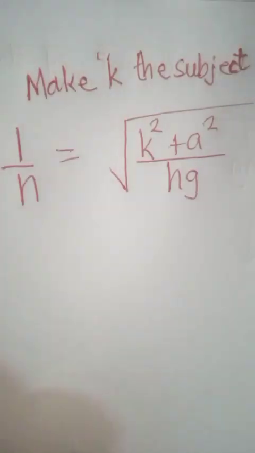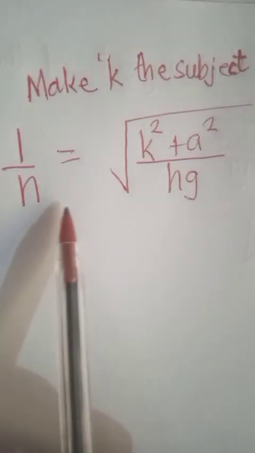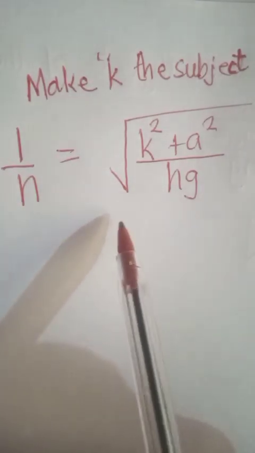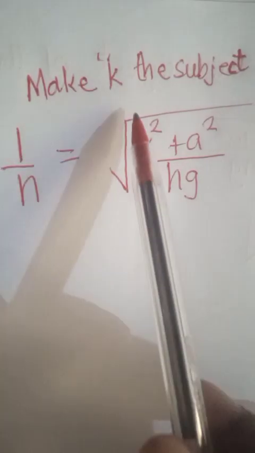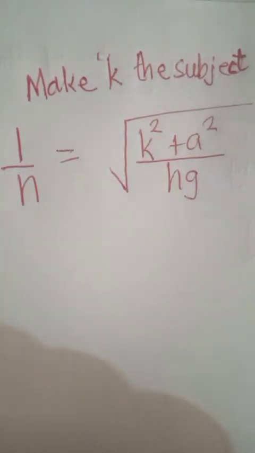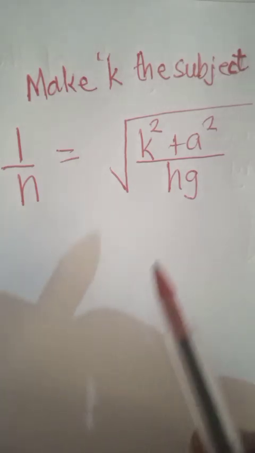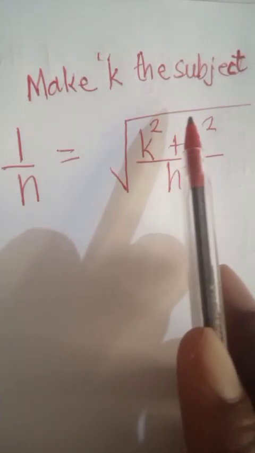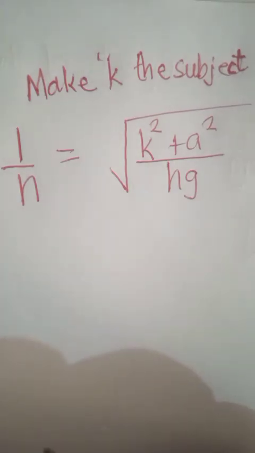Okay, so let's look at this equation. We are to make k the subject, right? Looking at where k is, the k is covered by a square root sign. So for us to have access to that k, we need to open the door and take the square root out. Now how do you do that?